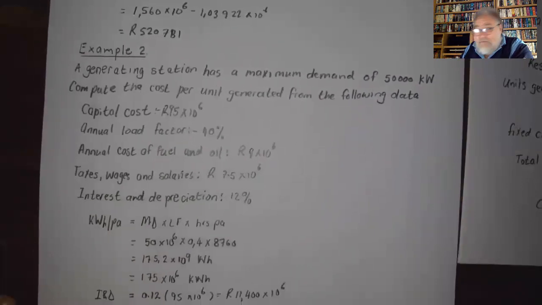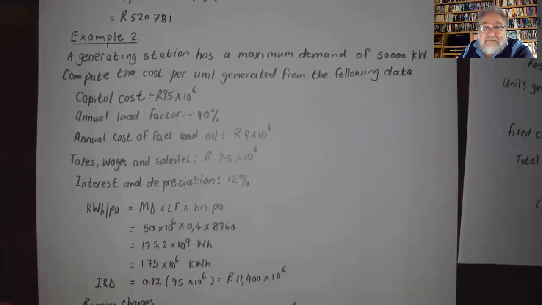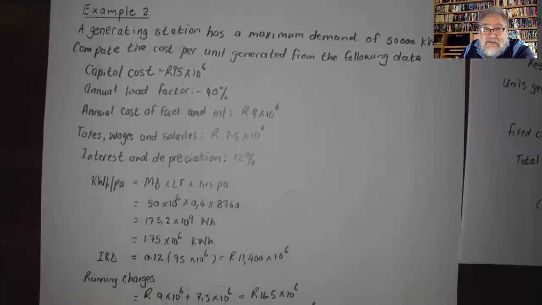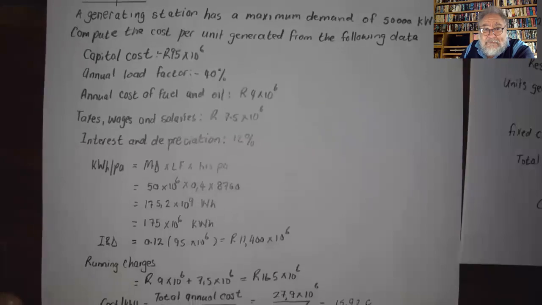Right, example 2. The generating station has a maximum demand of 50,000 kilowatt. Compute the cost per unit generated from the following data. Capital cost, 95 million. Annual load factor, 40%. Annual cost of fuel and oil is 9 million. Total wages, taxes, and salaries, 7.5 million. The interest and the depreciation is 12%.